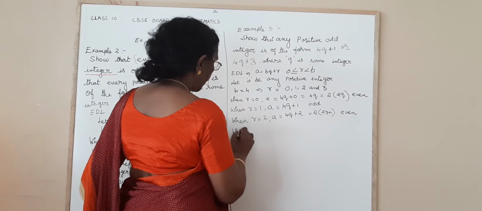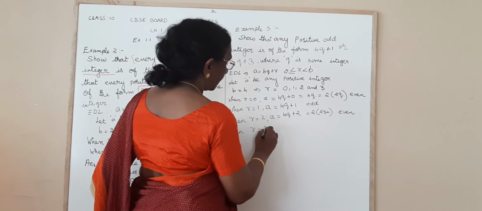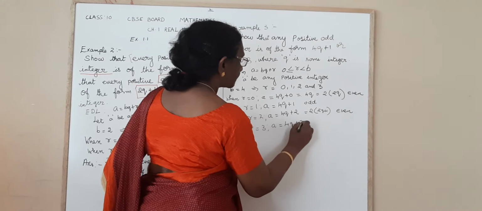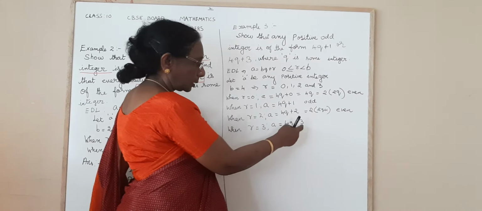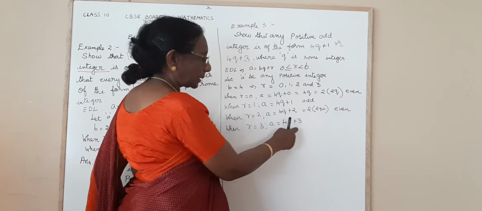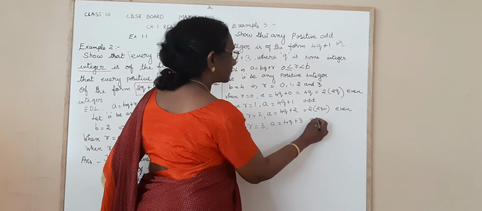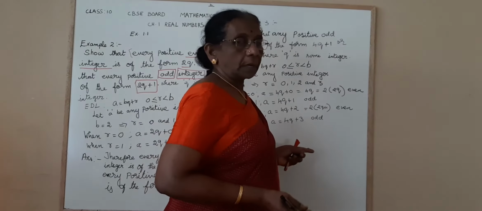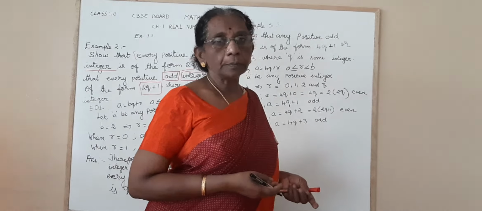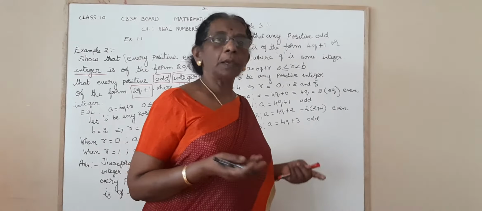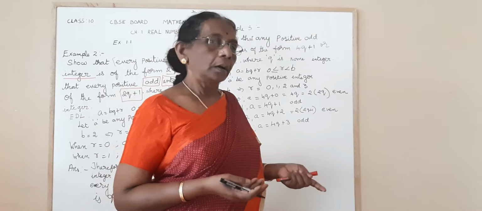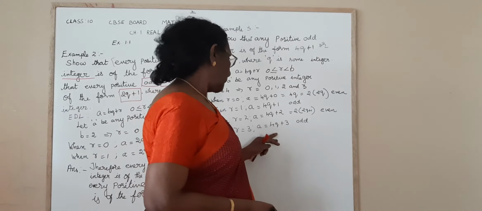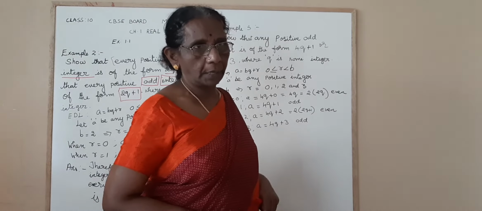Next, when r is equal to 3, a is equal to 4q plus 3. Now 4q is even number, 3 is odd number. So even plus odd, it is odd. You can have examples. Let us take one even number as 4 or 6. When you add any odd number to that, let us take 3, 6 plus 3 is 9. 9 is an odd number.